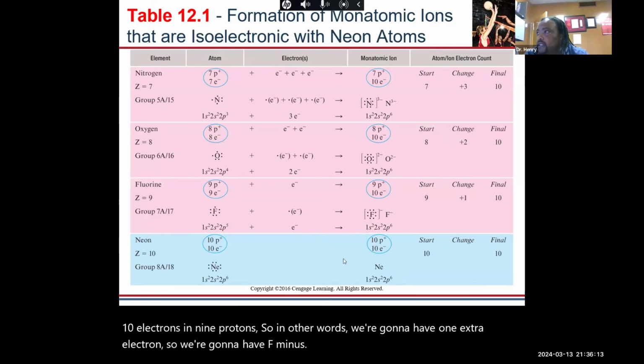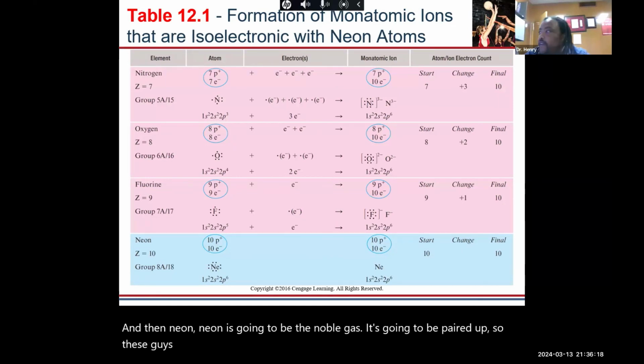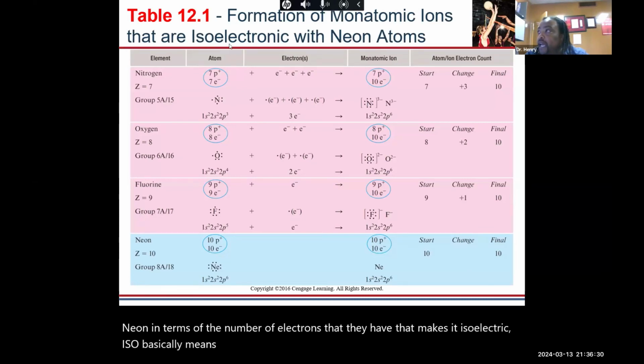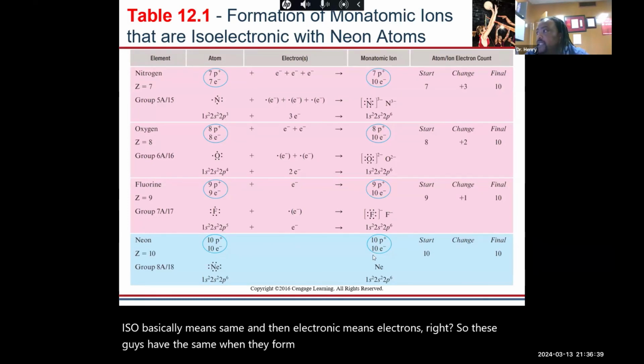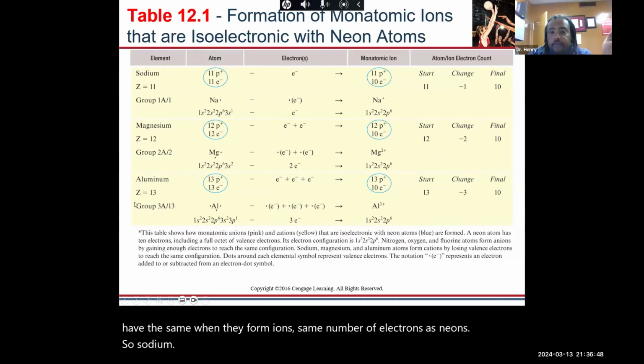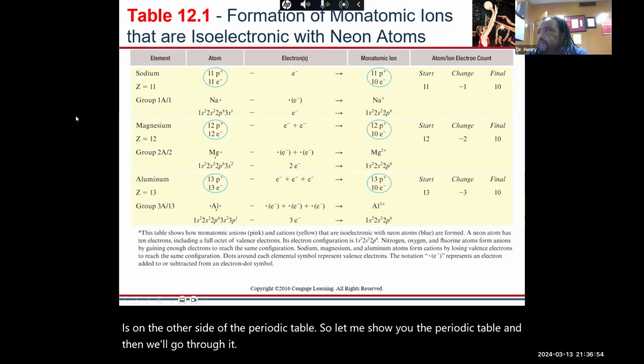And then neon is the noble gas, it's paired up. The fact that these guys are trying to be like neon in terms of the number of electrons makes them isoelectronic. Iso basically means same, and electronic means electrons. So when they form ions, they have the same number of electrons as neon. Sodium is on the other side of the periodic table. Let me share the periodic table, and we'll go through it. Easier that way.